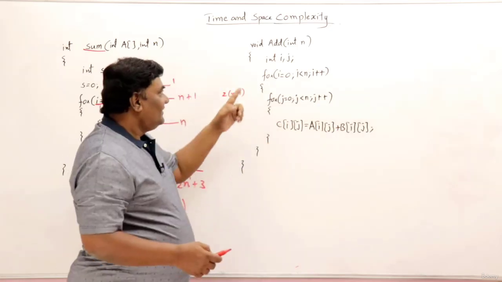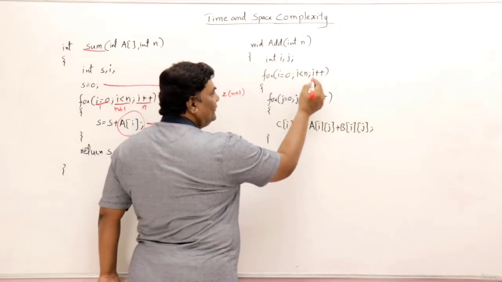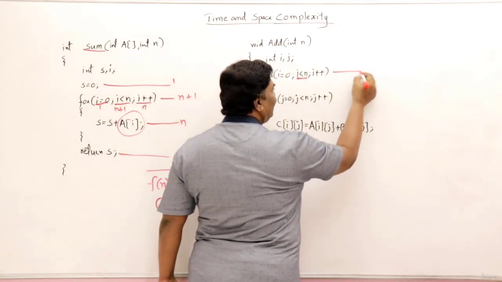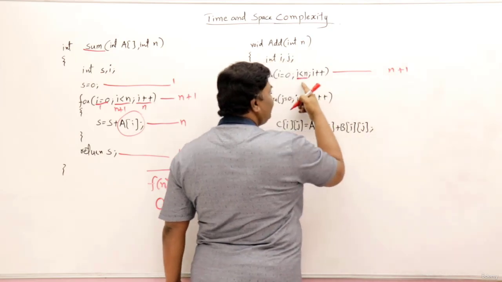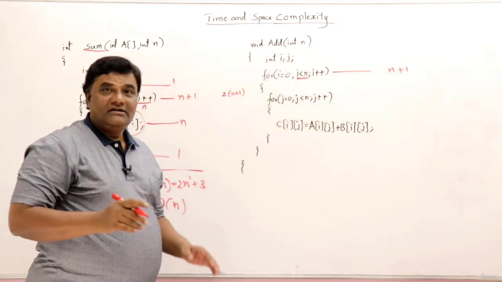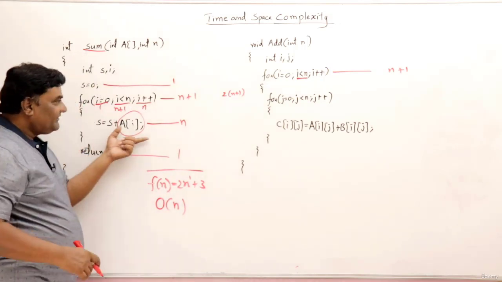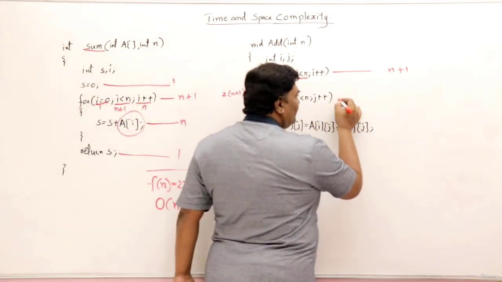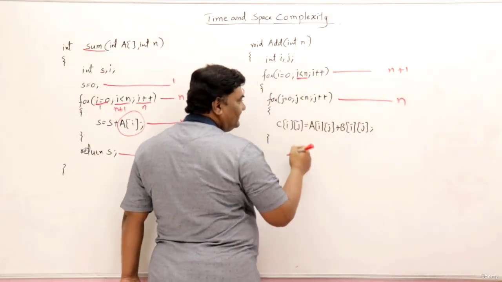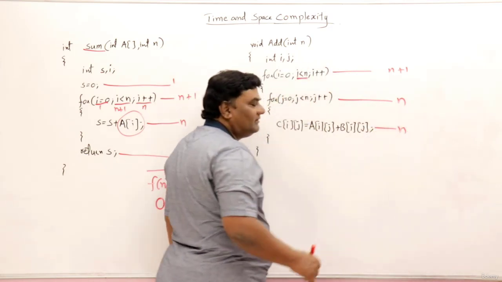So I'll remove that one. Now this one, this is a for loop. As I said, this will take n plus 1 times. So n plus 1 times the execution will happen. Now anything inside the loop will execute for n times, every statement. So what is there inside this loop? This one is there, this one and this one.